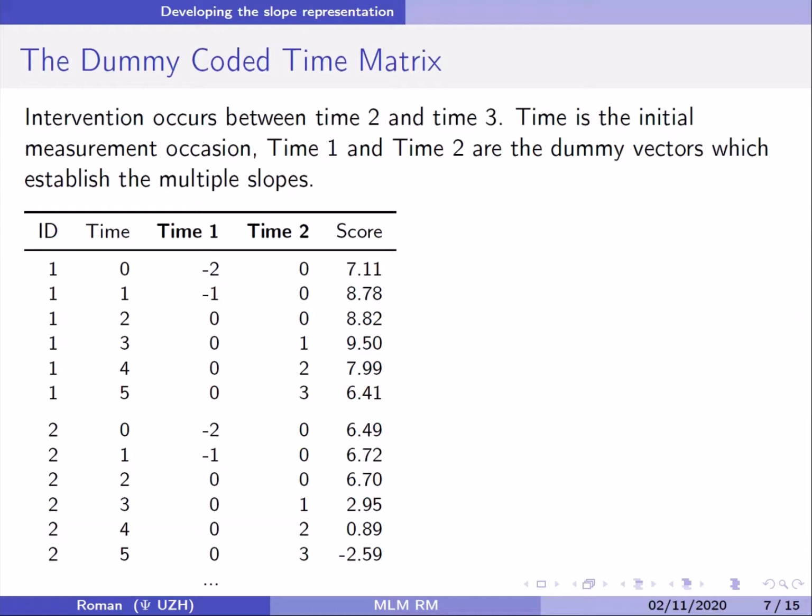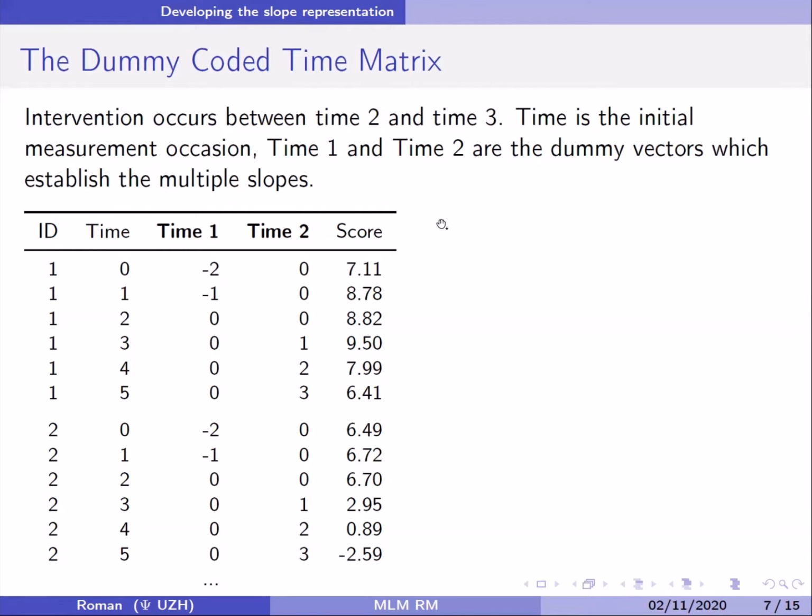Time, the vector here in this example table, is the initial measurement occasions, right? So time 0 is the first measurement or baseline. Then we have 1, 2, 3, 4, 5. So we have 6 measurements of time. These are all measurements for person 1. I then show person 2 as well. And the data frame continues.